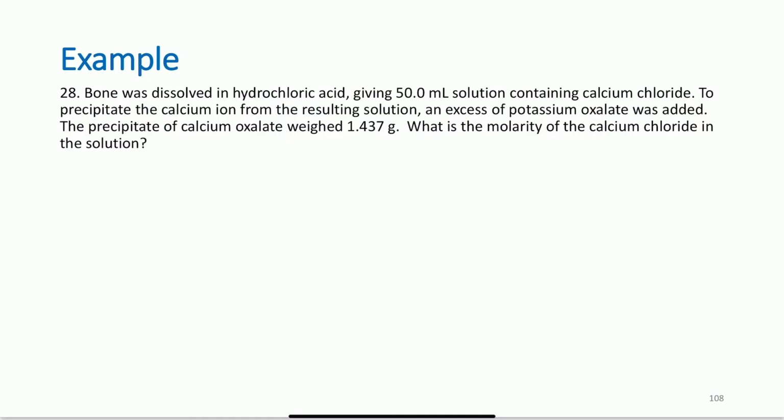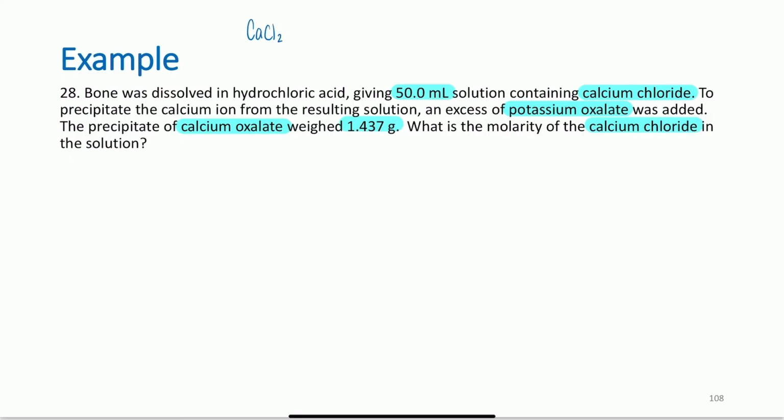Bone was dissolved in hydrochloric acid. This gave us 50 ml solution containing calcium chloride. To precipitate all of that calcium ion from the resulting solution, an excess of potassium oxalate was added. The precipitate of calcium oxalate weighed 1.437 grams. What is the molarity of the calcium chloride in the original solution?